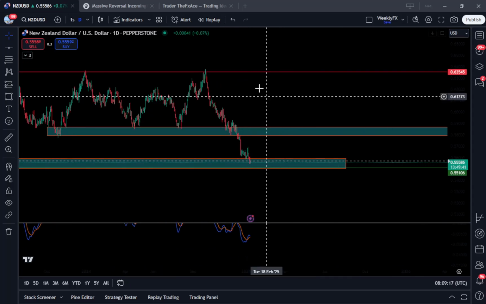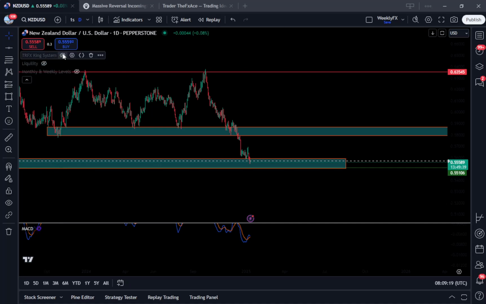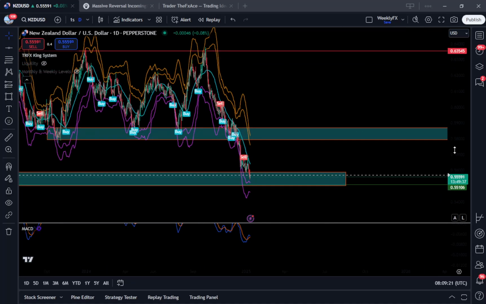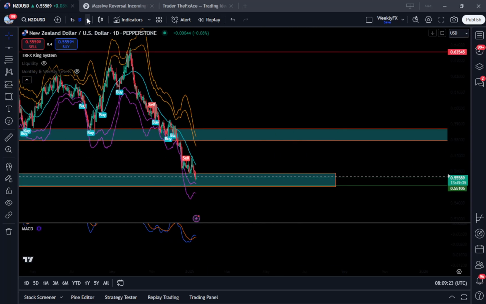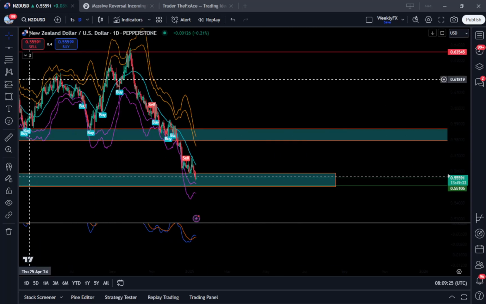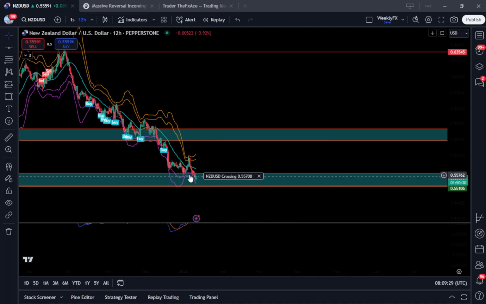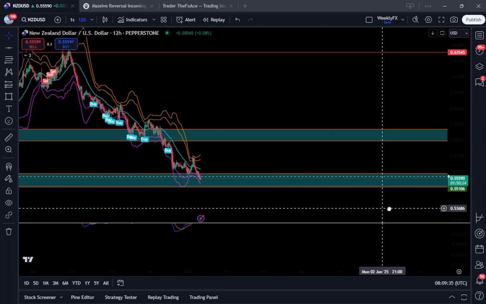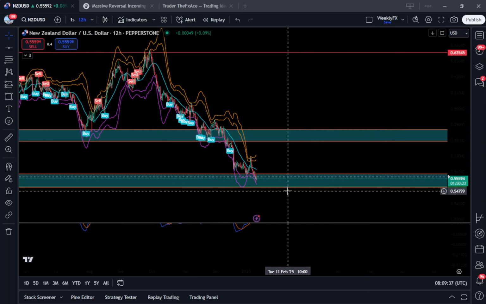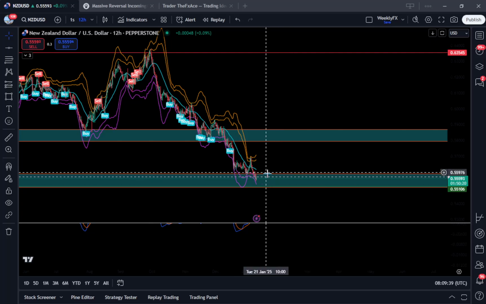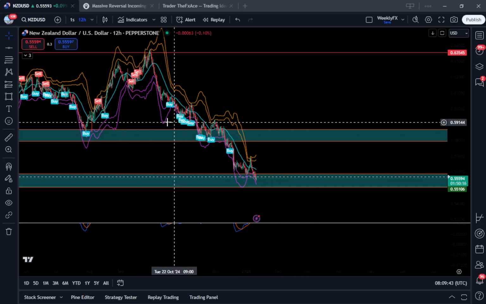So I'll plug in my TRFX King indicator, see if we're getting any signals. Look at the 12-hour. This is a basic setup for me. I actually entered this morning at 55,500. It is a good setup. The stop loss is down towards 54. Targets for this position are, again, this green box zone.